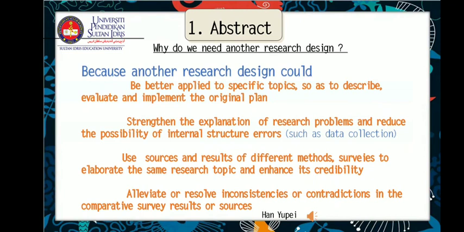Then, we need to answer a question. Why do we need another research design? Because another research design could: 1. Be better applied to specific topics so as to describe, evaluate, and implement the original plan. 2. Strengthen explanation of research problems and reduce the possibility of internal structure errors, such as data collection. 3. Use sources and results of different methods, as well, to elaborate the same research topic and enhance its credibility. 4. Resolve inconsistencies or contradictions in the comparative survey results or sources.